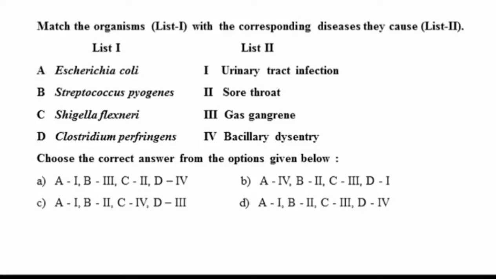Okay, the majority of urinary tract infections are caused by the bacterium Escherichia coli, which is found in our digestive system. Second, the sore throat or strep throat is an infection in the throat and the tonsils caused by bacteria called group A streptococcus or Streptococcus pyogenes.